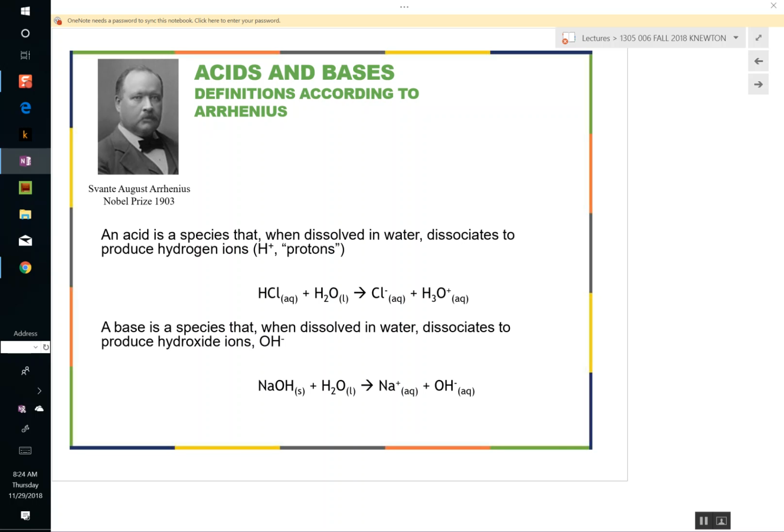Okay, I'm going to talk about two definitions of acids and bases. They overlap a little bit. This was the first one, Arrhenius definition. And just to keep in mind here, an acid, you could actually kind of see the H in the material. So an acid is a species that when dissolved in water dissociates to produce hydrogen ions. Well, HCl has hydrogen, it can dissociate to form hydrogen ions.